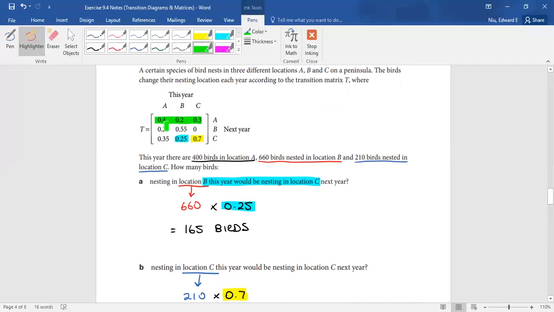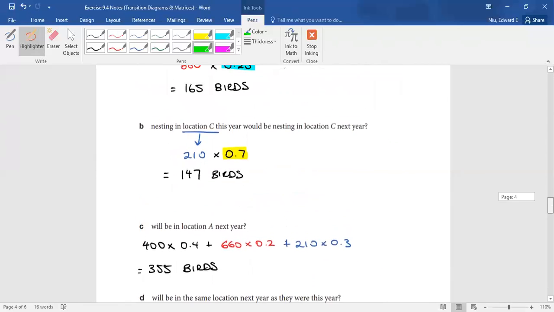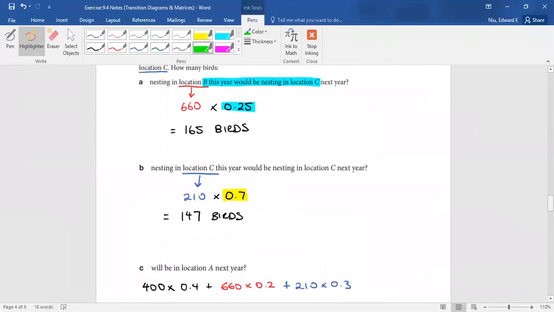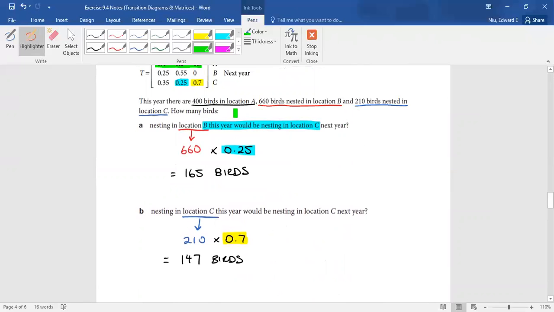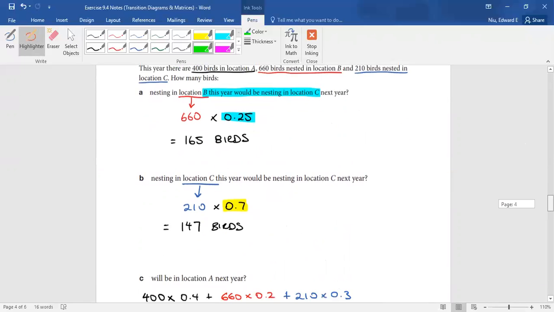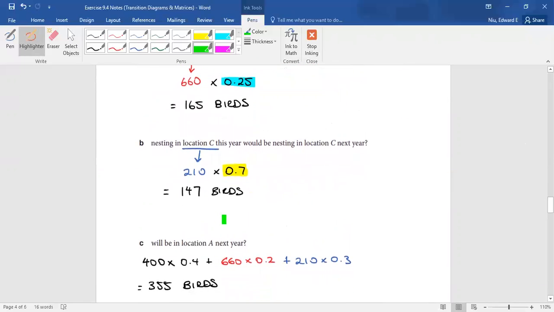You've got 40% of the birds flying from location A staying. You've got 20% of the birds from location B flocking to location A. Then you've got 30% of the birds from location C flocking to location A. And so what you do is you take the values underlined above, 400, 660, and 210, and you multiply it by the stuff that we just highlighted in green.